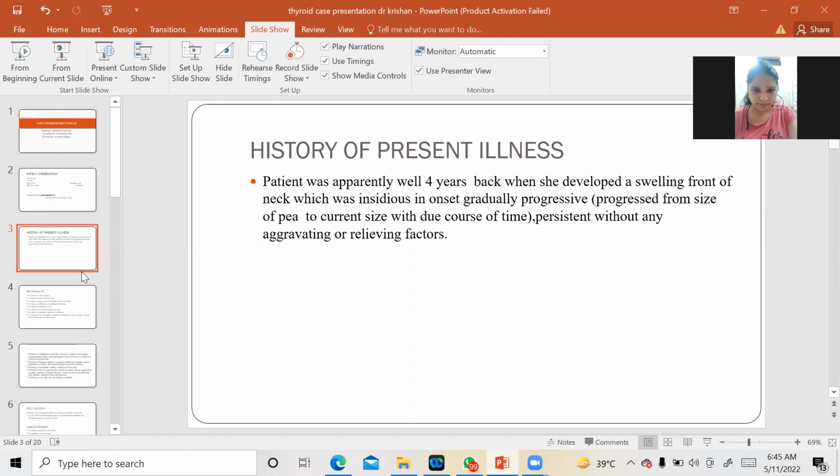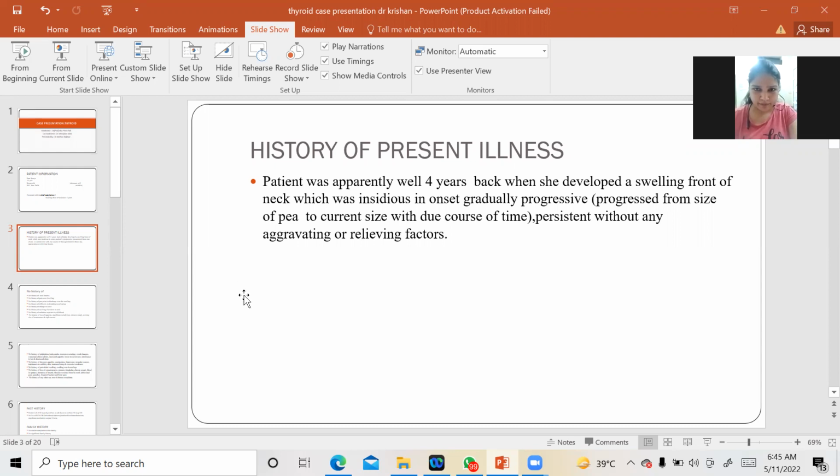So, Dr. Shivani, if you want to put any inputs in this slide, you can say. Okay. Whenever your patient was apparently well since 4 years, you have to specifically ask when she noticed the swelling and from what time the swelling was present, because these are actually two things.